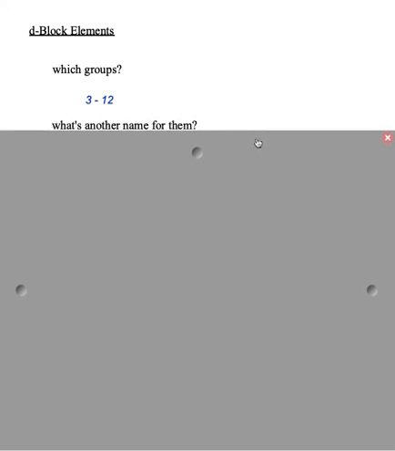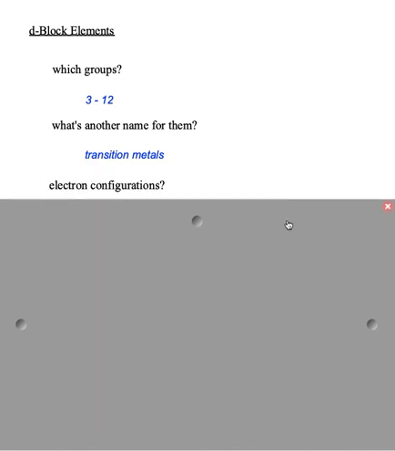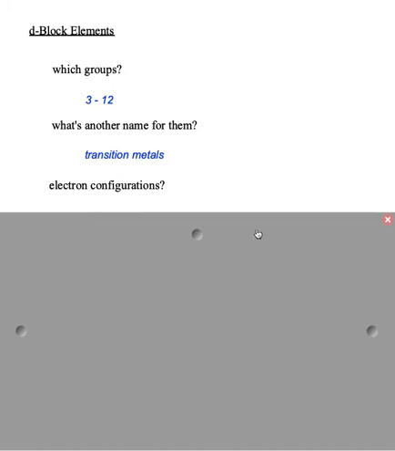The d block elements, which groups? 3 through 12. What's another name for the d block elements? I'm not sure if I've used this term or not, but let's make sure we understand it. The d block elements or d block metals are synonymous with the transition metals. Maybe that's because you're transitioning from the s block to the p block. I don't really know.